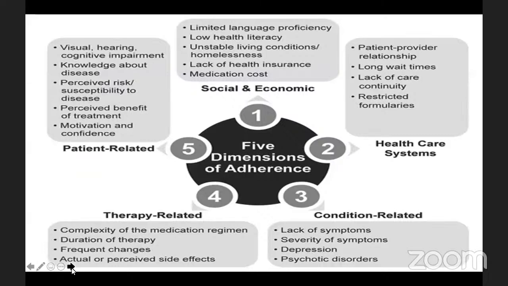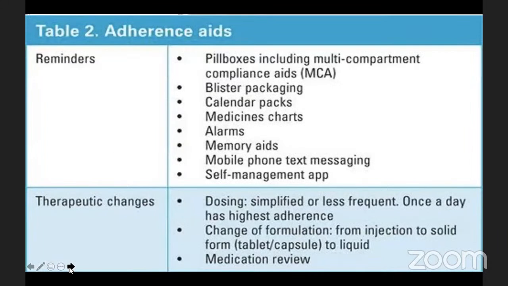With the healthcare system related, I'm not sure if any of us would hear patients saying, I no longer go to that clinic because the sisters there or the doctors there are not nice and they don't treat patients nicely. And we forget how that can affect patients' adherence as well. So it's the patient-provider relationship, the long waiting times on the queue. Patients don't like waiting, and lack of care or continuity, and also restricted formularies. So we need to explain to our patients, simplify everything, even if it means you need to write it down for them.